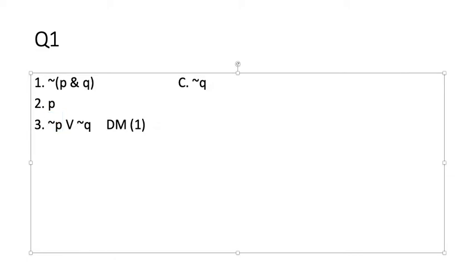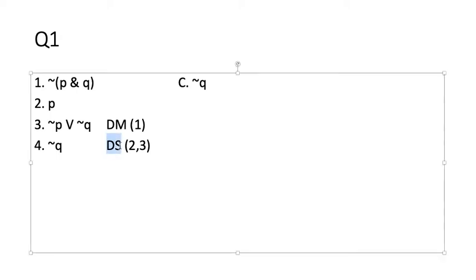So I can do disjunctive syllogism on lines 2 and 3. Again, I'm going to abbreviate disjunctive syllogism with DS. So DS on lines 2 and 3 gives me not Q. And that's my conclusion. So we've done question 1.